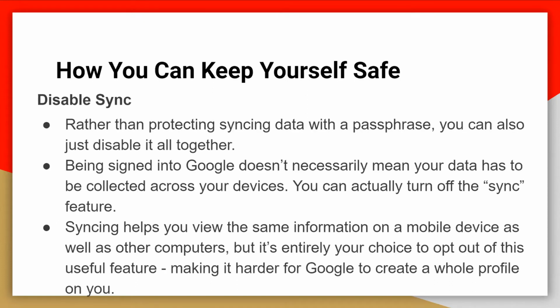Another way to keep yourself safe is to disable sync. Sync here is short for synchronization, which basically means if, say, you've made a bookmark and saved a website for later, and then you go on another computer and log in with your Google account, that bookmark won't show up on the other device unless you've enabled sync. And so this better prevents your data being collected across devices. And you can also do it on mobile devices.